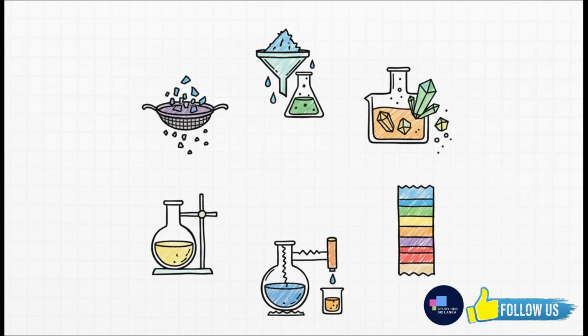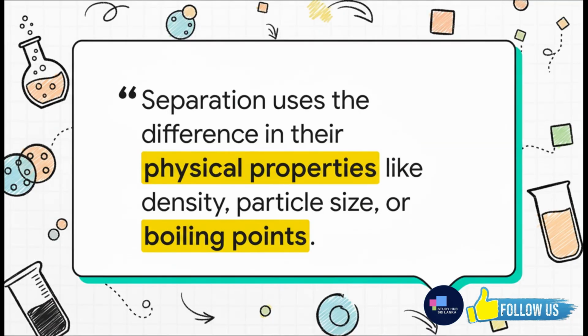You already know some of them, like sieving sand to get out the big stones or filtering your tea to get the leaves out. But in the lab, we use some more advanced techniques, like distillation and a very cool one called chromatography. So, what's the secret to all of this?